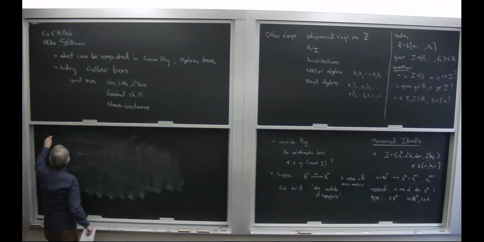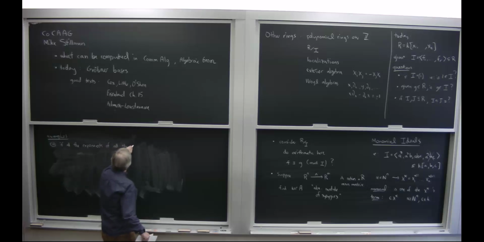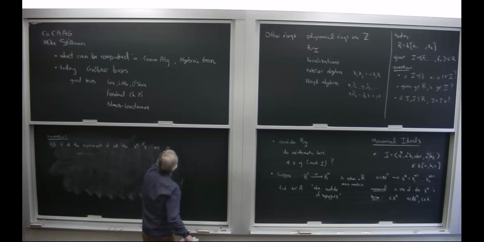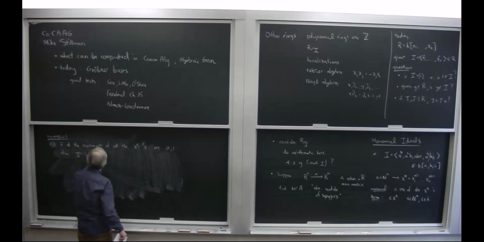So let's do 2 types of examples. The first one: if all the exponents of all the x to the alphas are 0 or 1, then I is called a square-free monomial ideal.